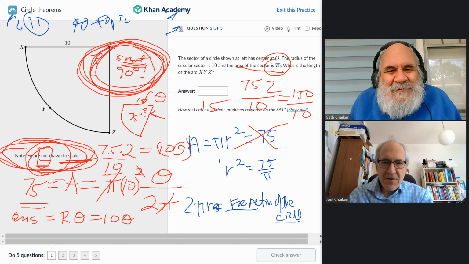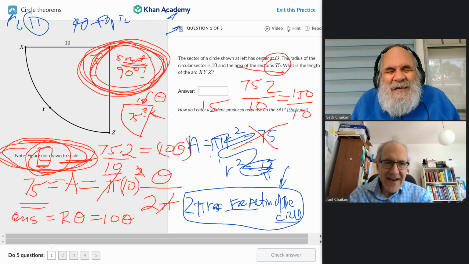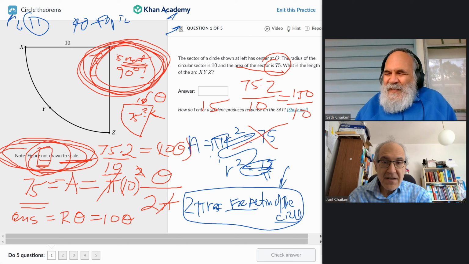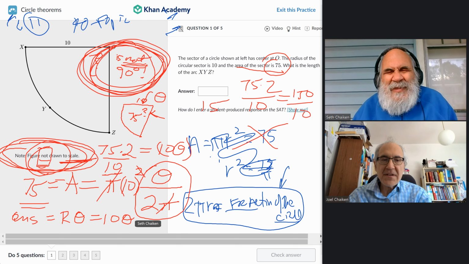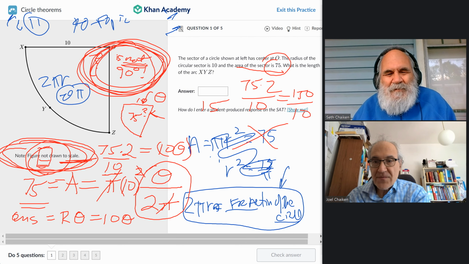So in the end, I was going off on the wrong track here. This was the correct track to go. Seth did it through the formulas. You have to figure out what fraction of a circle the area of 75 is. The fraction of the circle is theta divided by 2 pi. Exactly. And then that is the same fraction of the full circumference, which is 2 pi r, which is 20 pi. So once you figure out what that fraction is, you multiply by 20 pi, but the pi's cancel. So you get the answer.